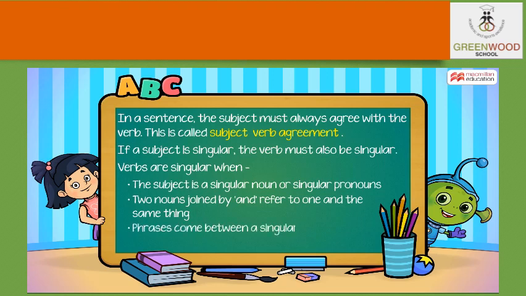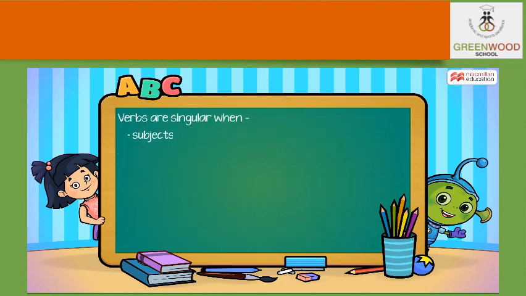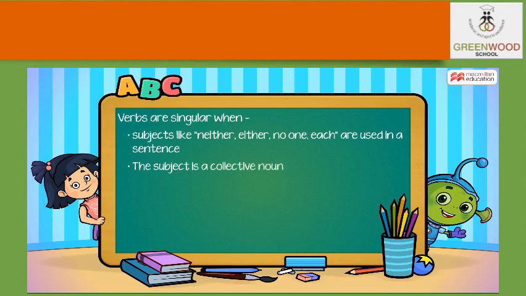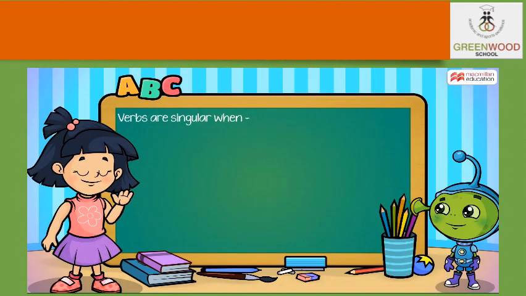Phrases that come between a singular noun and the verb leave the noun unaffected. Subjects like neither, either, no one, each are used in a sentence. The subject is a collective noun. The subject is a noun such as mathematics or news.